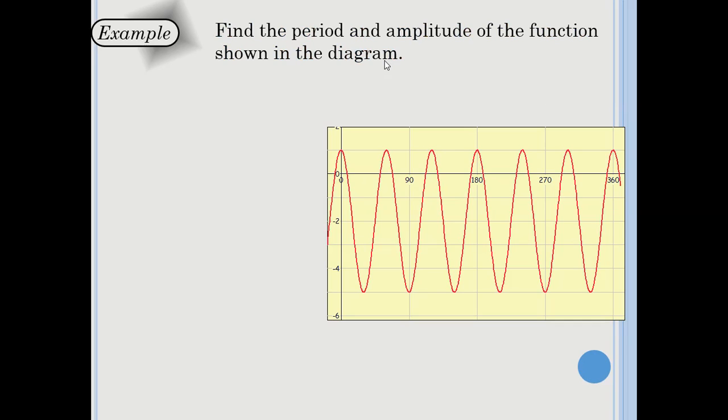So let's look at a more complex version of those examples. We are given a graph here and we're asked to find the period and the amplitude of the function shown in the diagram.